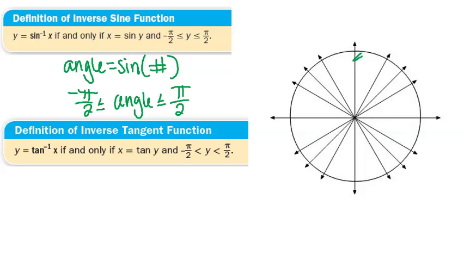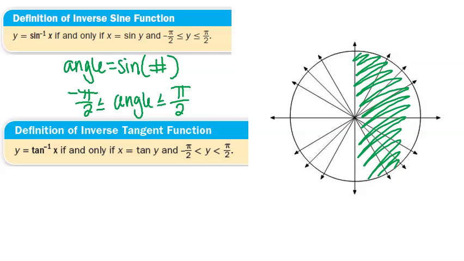So we're going to cover the first quadrant of the circle and the fourth quadrant of the circle. So we're going to cover the right-hand side. So we're just looking at that.